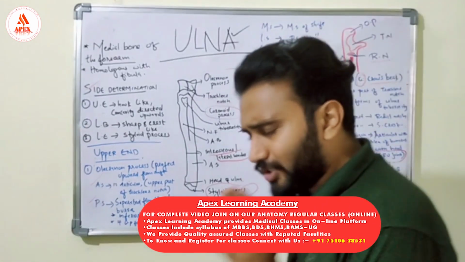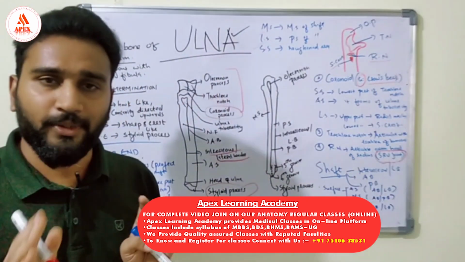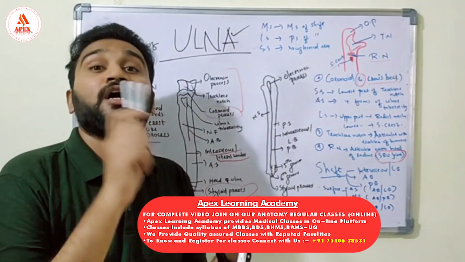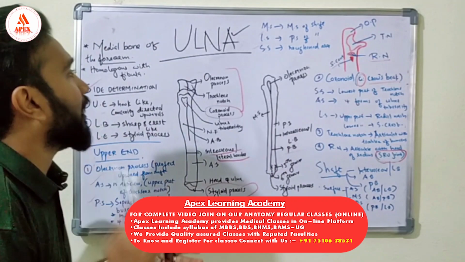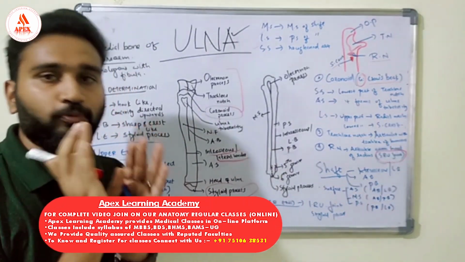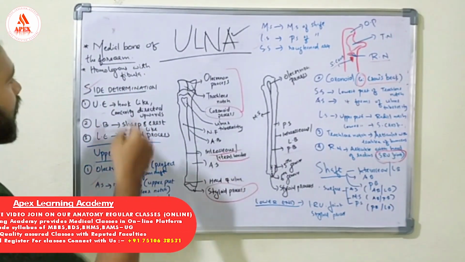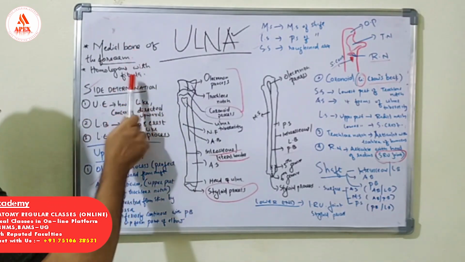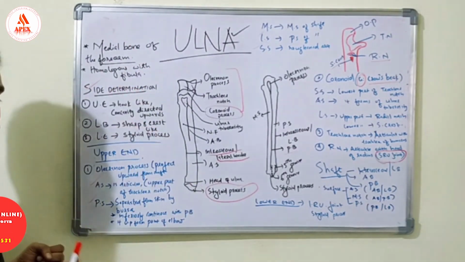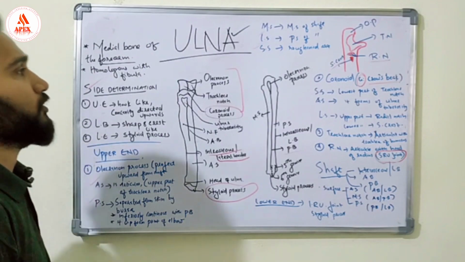So these are the important features we want to understand from the olecranon process. It has the anterior surface, posterior surface, medial surface, lateral surface, and superior surface. So the main two features are completed, side determination is completed, and the olecranon process is completed.